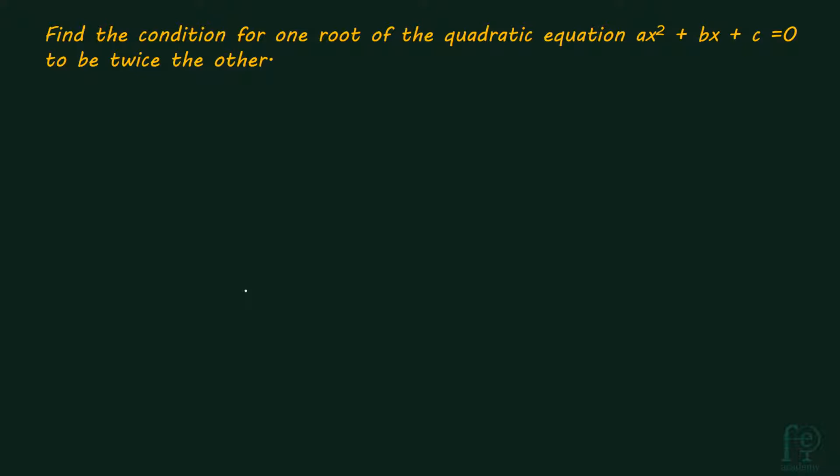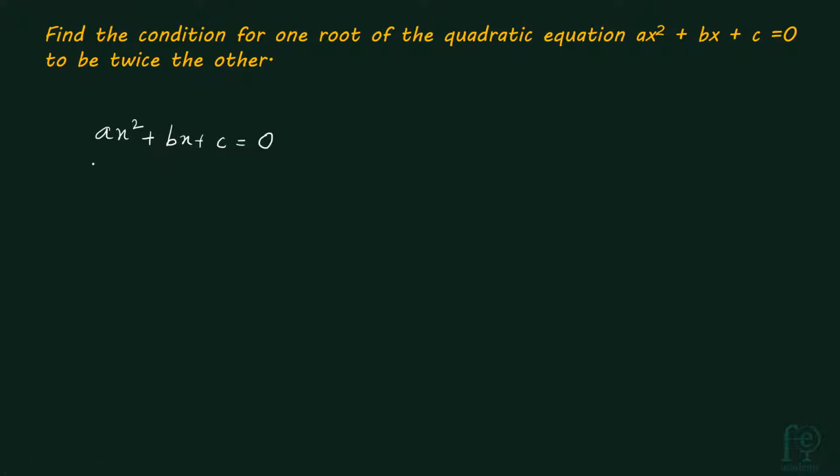So today we are starting the basics of quadratic equations. Our first question is: find the condition for one root of the quadratic equation ax square plus bx plus c is equal to 0 to be twice the other. So what is our equation? ax square plus bx plus c is equal to 0.